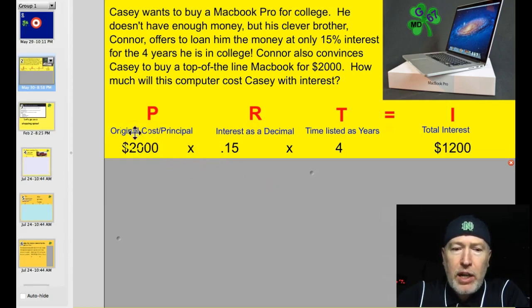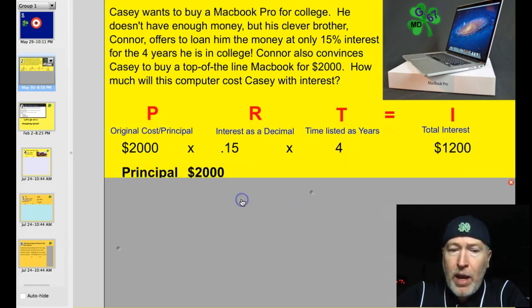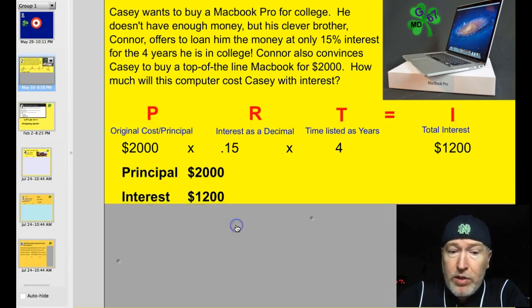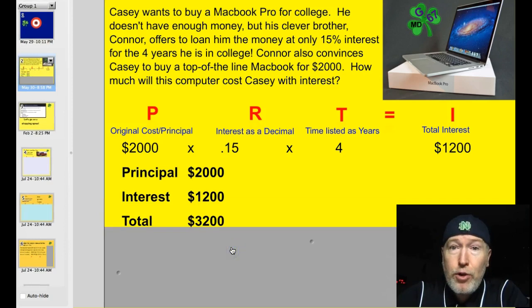Casey borrows the entire cost of the computer, $2,000, from his brother. He pays 15% interest. You express that as a decimal, so 15% as a decimal is 0.15. Times the time listed in years, which is 4 years. Multiply those all together, and you have $1,200 in interest. That may not seem like a lot in and of itself, but when you add $2,000 for the cost of the computer plus the $1,200 interest, the computer would cost Casey $3,200.